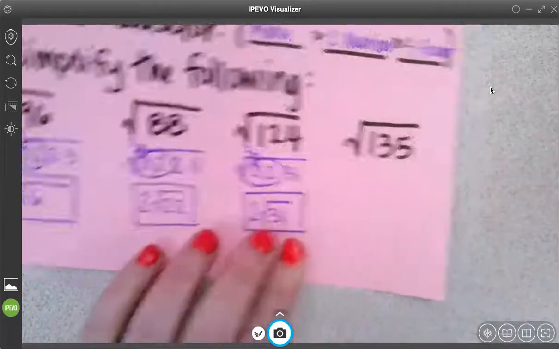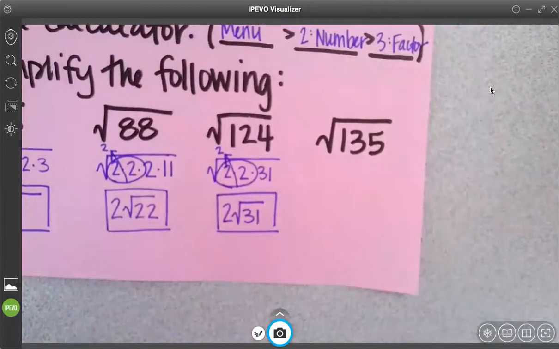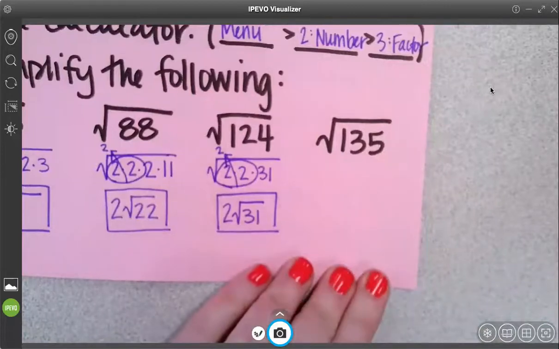Been using a lot of 2's. 135 is not going to have any factors that are 2. So go ahead and factor.